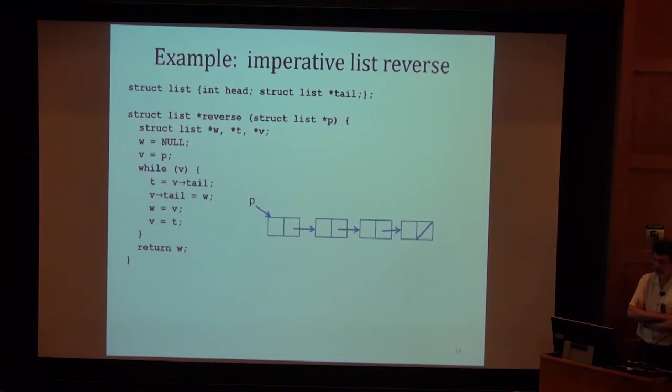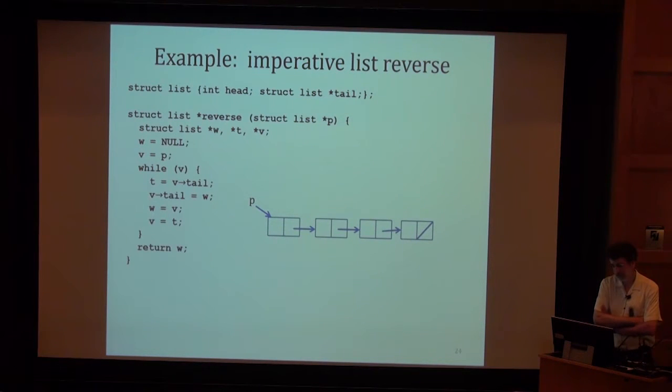Okay, so that was a brief review of Hoare logic. And now let's verify a program. This program is imperative destructive list reverse. So it's given a linked list P, and by the time it returns W, W should be a linked list that has the same head values but in reverse order. But the original linked list may have been destroyed or rearranged, so you can't really use P anymore.